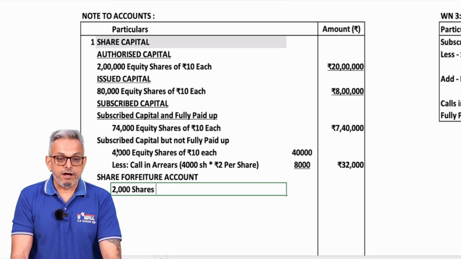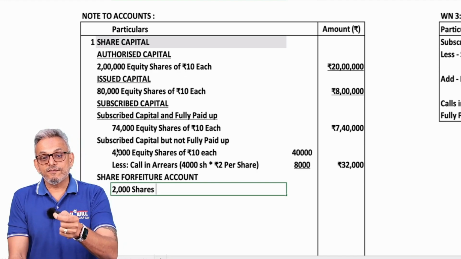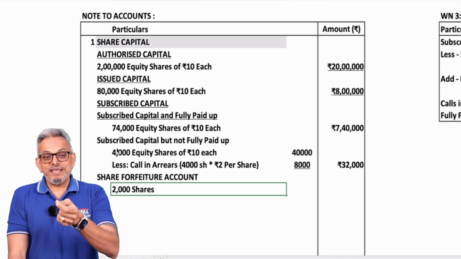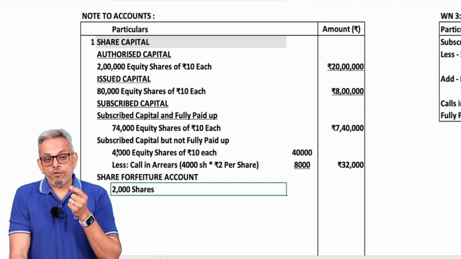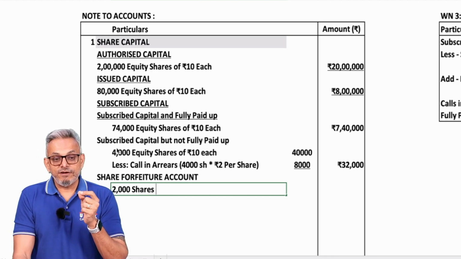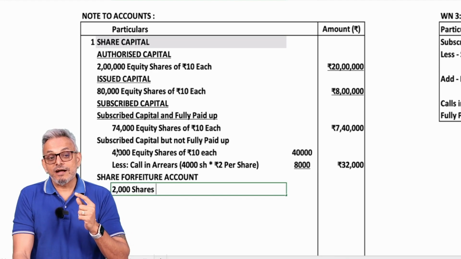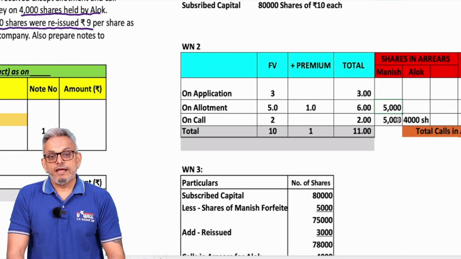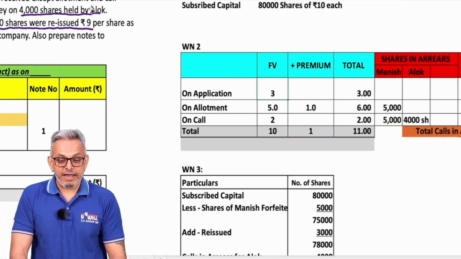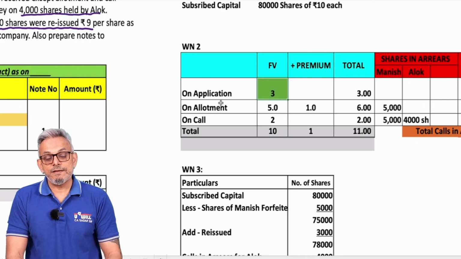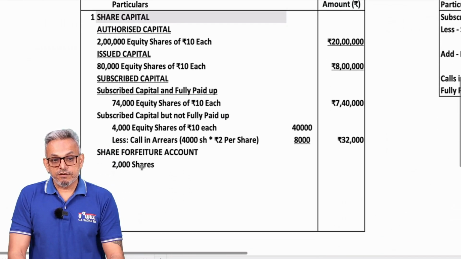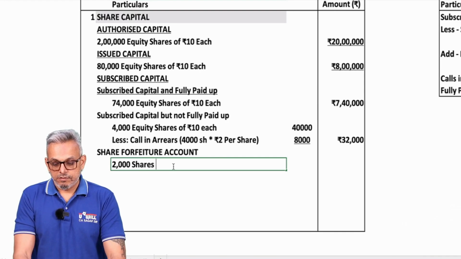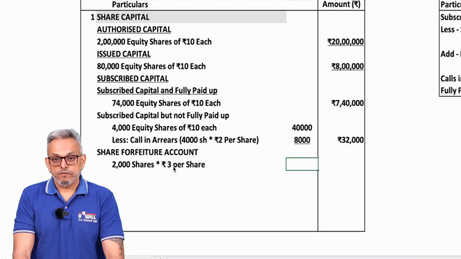What is the amount forfeited? Now we will forfeit that amount which the shareholder has already paid to the company, or the amount which the company has received towards these shares. So this 2000 shares of Manish, on that we did not receive the allotment and we did not receive the final call. So let's check out in the working. You can see over here, Manish did not pay for 5000 shares allotment and 5000 shares on call. So how much has he paid? So he has paid rupees 3 per share. So over here, 2000 shares into rupees 3 per share. So that comes to rupees 6000.